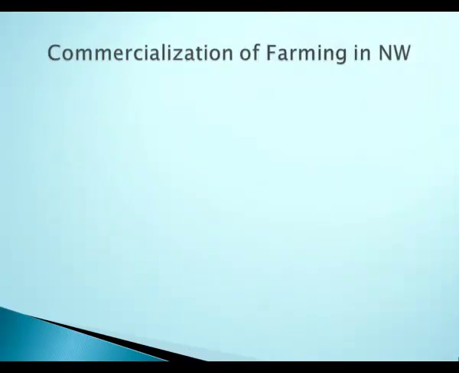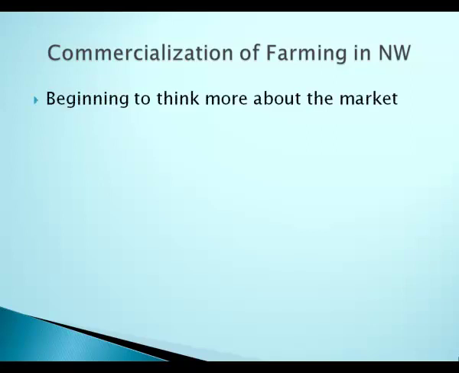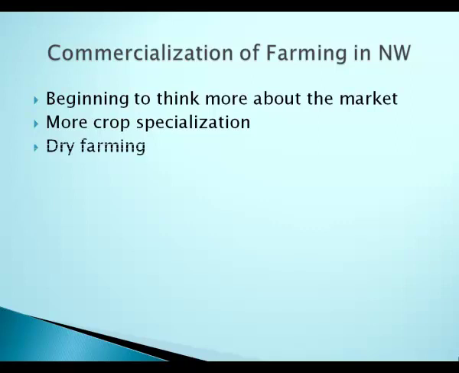But the specialization and commercialization of farming in the Northwest. They're beginning to think more and more about the market. We can grow surplus. And to get better prices, maybe I just ought to stick to one crop, not try to grow a lot of things. Dry farming is in the West because you have to learn to grow crops that don't require a lot of water because you have very little rain in the West. Kansas, Nebraska, Texas, Oklahoma, very little rain.